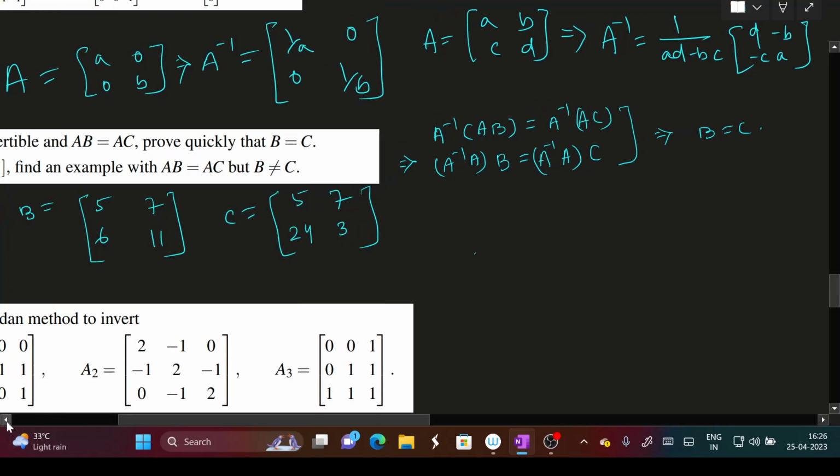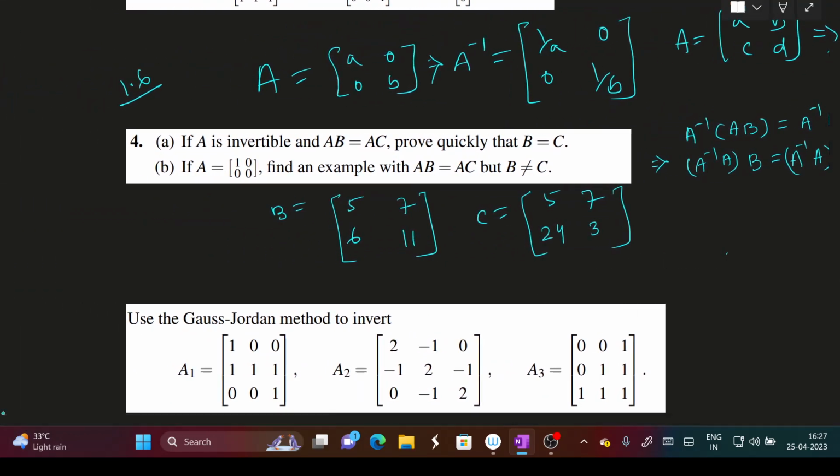The next part of the question is, A is given. Find an example of B and C with AB equal to AC, but B not equal to C. So here, as A has the last two row elements 0, 0, whatever I multiply, whatever elements are in the last row of B and C have no impact. So here, let me write B is equal to this one and C is equal to this one.